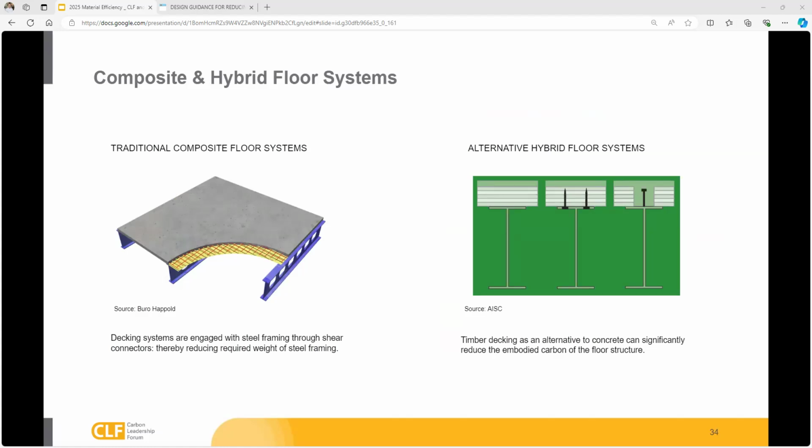A brief statement on composite and hybrid floor systems, but really use the right material for the right job. With steel frame construction, typically a lot of the embodied carbon in floor systems is in the concrete deck. So AISC has published a steel timber hybrid design guide to give designers resources to integrate timber hybrid options. So just use the right material for the right job and consider all the options.